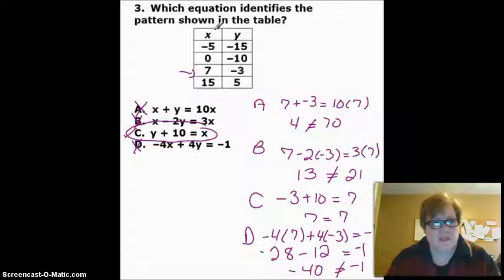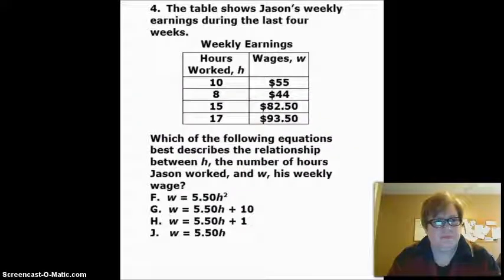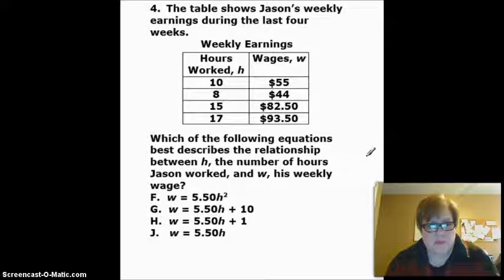Okay, let's move on to number 4. The table shows Jason's weekly earnings during the last 4 weeks. Which of the following equations best describes the relationship between H, the number of hours Jason worked, and W, his weekly wage? Okay. Lots more words.